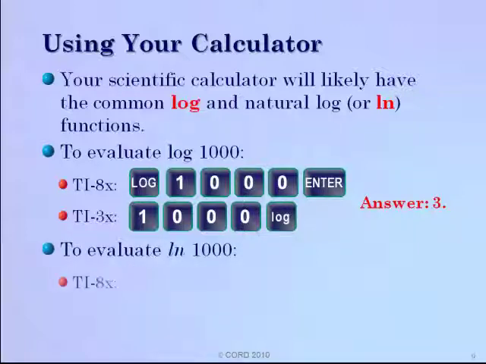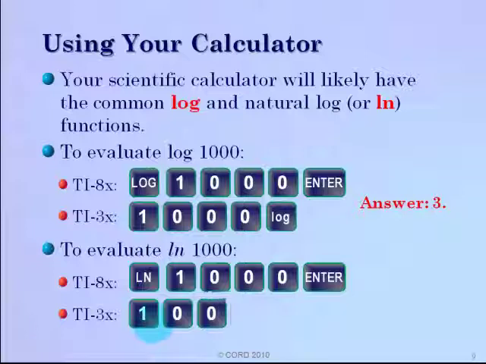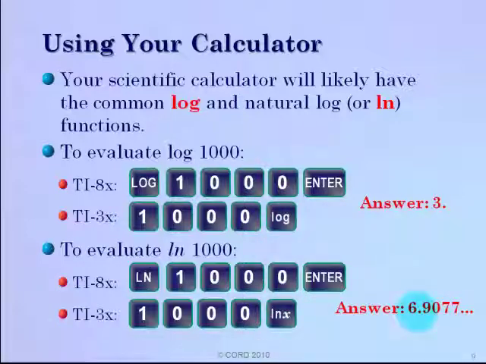Here's another one, to evaluate the natural log of 1,000. Well, just like before, we'll use the natural log button, then press 1,000 and enter on the TI-80 series. On the TI-30 series, you'll enter the number first and then the function, just like above. And again, the answer will come back 6.9077 and a bunch of other digits.